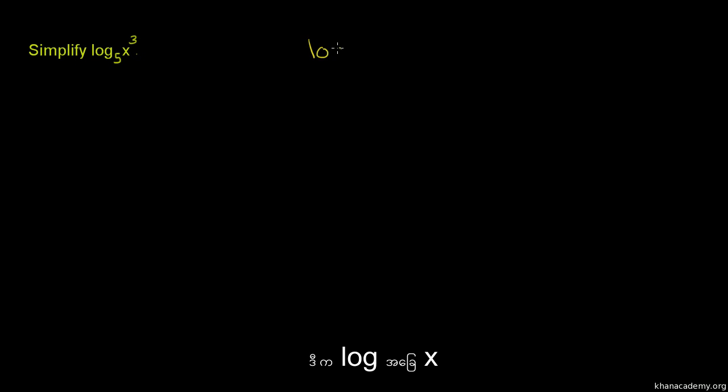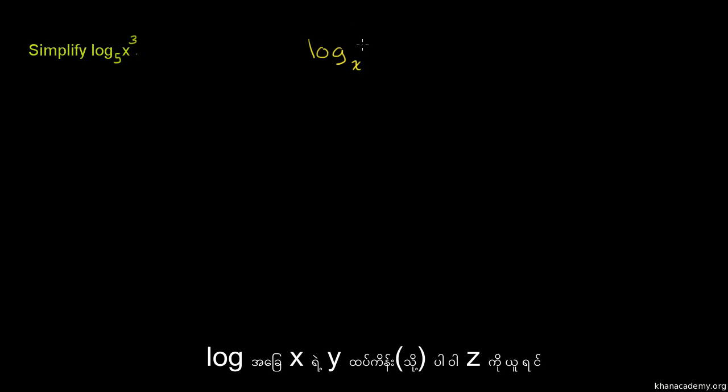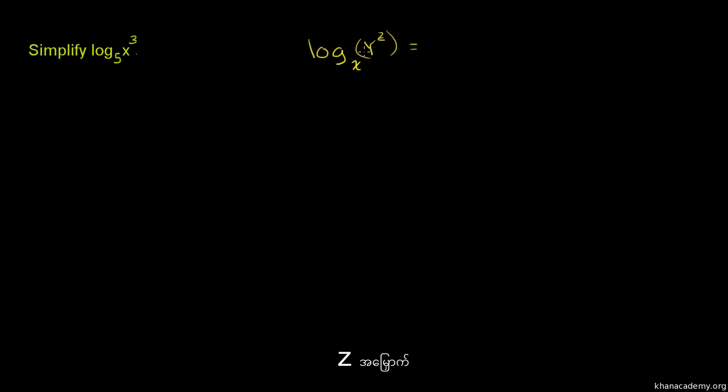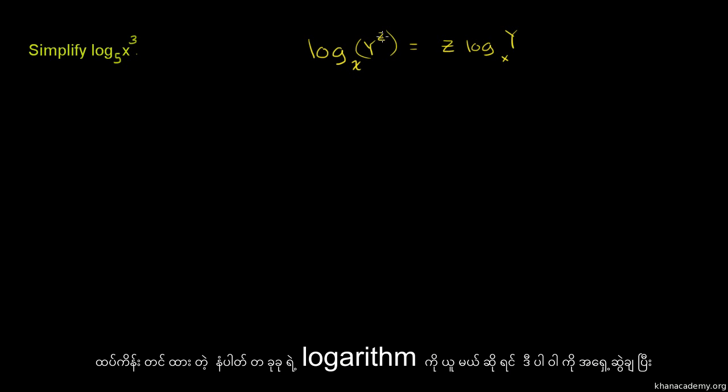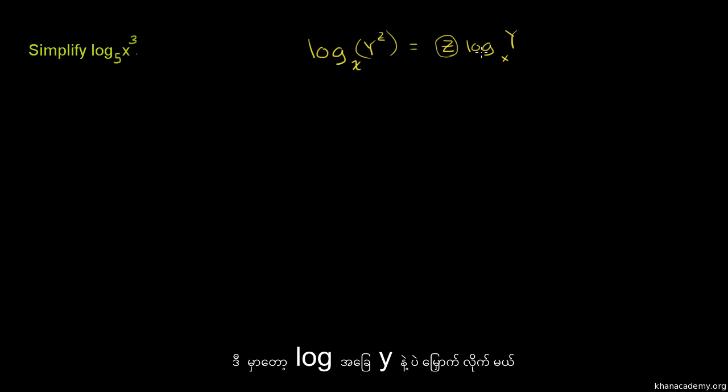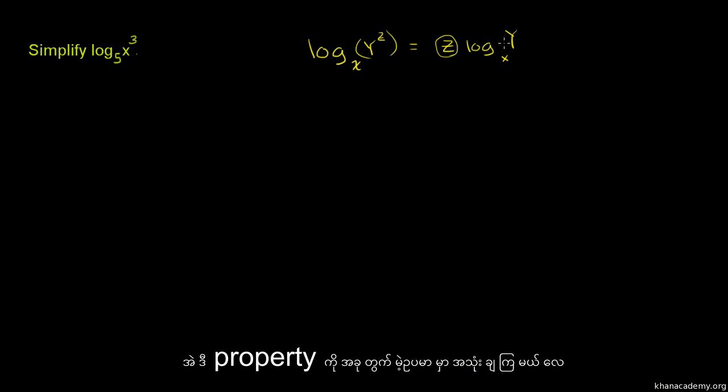I take log base x of, let me pick some more letters here, of log base x of y to the zth power, that this is the same thing as z times log base x of y. So this is a logarithm property. If I'm taking the logarithm of a given base of something to a power, I could take that power out front and multiply that times the log of the base of just the y in this case.